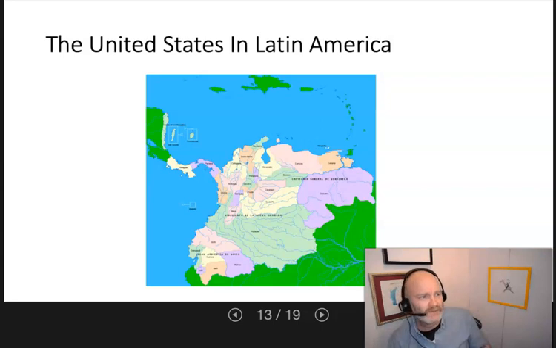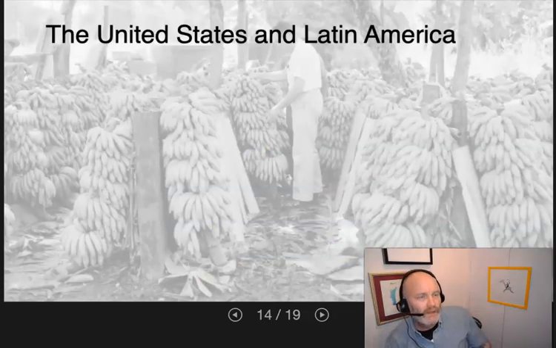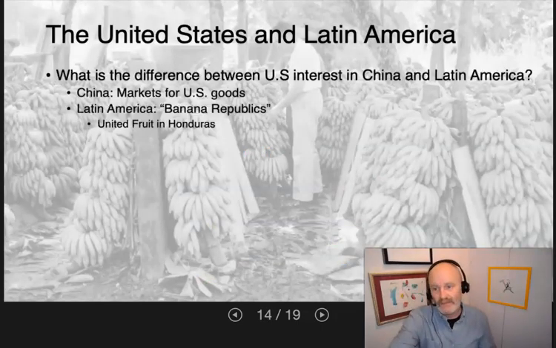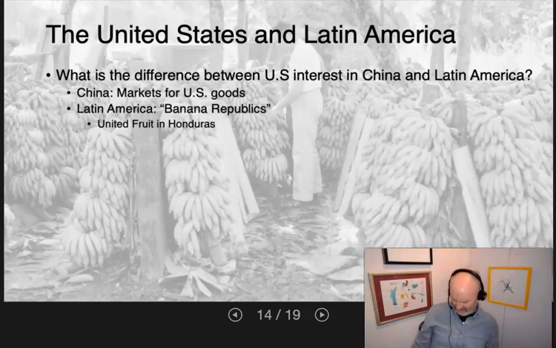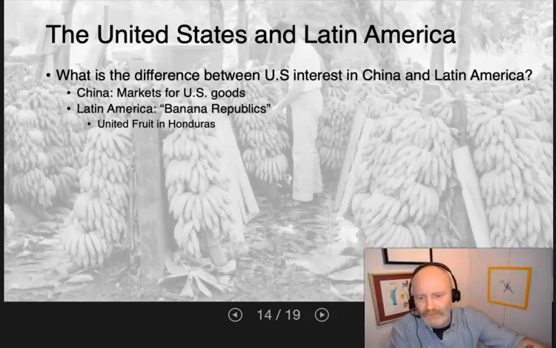Latin America, different thing. For the United States, Latin America is about producing, literally, what we would call banana republics. Banana Republic, I think they went out of business recently, but contemporarily it's like a cheap place to buy bad khakis or whatever.